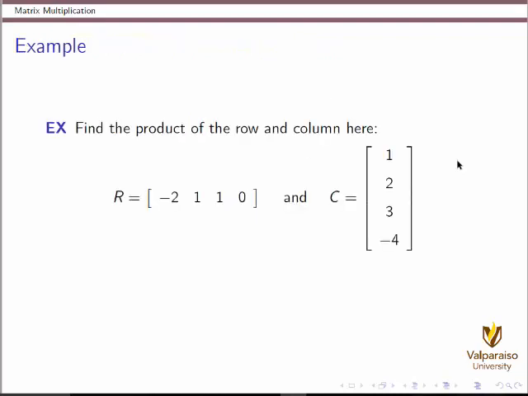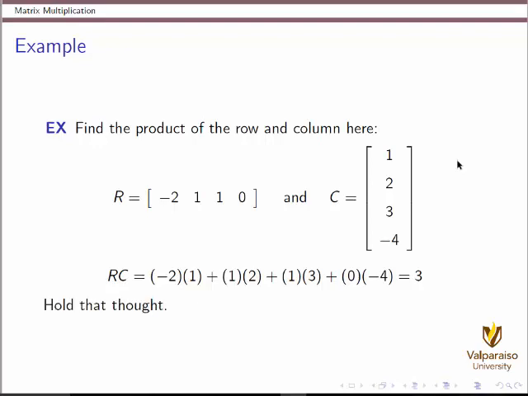So here's an example. We want the row-column product of R and C. So we'll take the -2 and the leading 1, multiply. We'll take the second entries, 1 and 2, multiply. Take the third entries, 1 and 3, multiply. Take the last entries, multiply. And that comes out to be 3. So we take a row, we take a column, we do the dot product, we do the row-column product, we get a single number back.